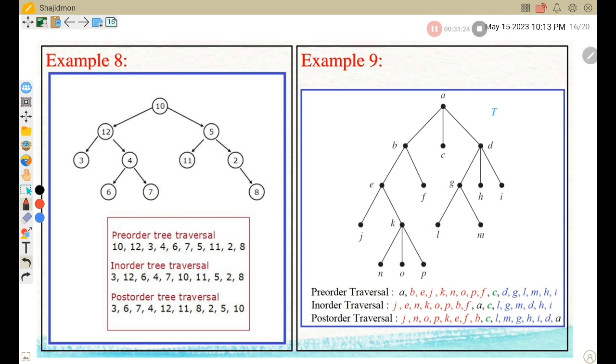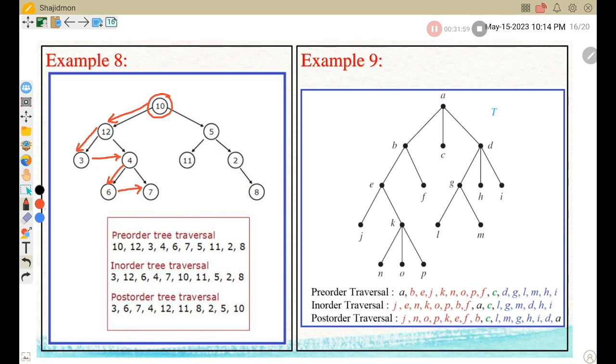Example number 8. First we will check the pre-order. Pre-order means root, left, right. So the root we are starting, 10. Then the left subtree first we are visiting in pre-order, that is 12. After 12 we need to visit the left part, that is 3. After 3 we need to visit the parent here, that is 4, and then the left here, then the right here, that is 7, correct?